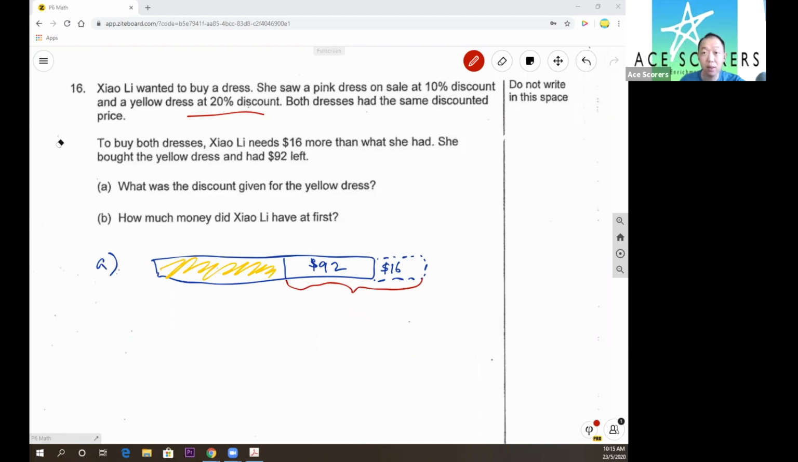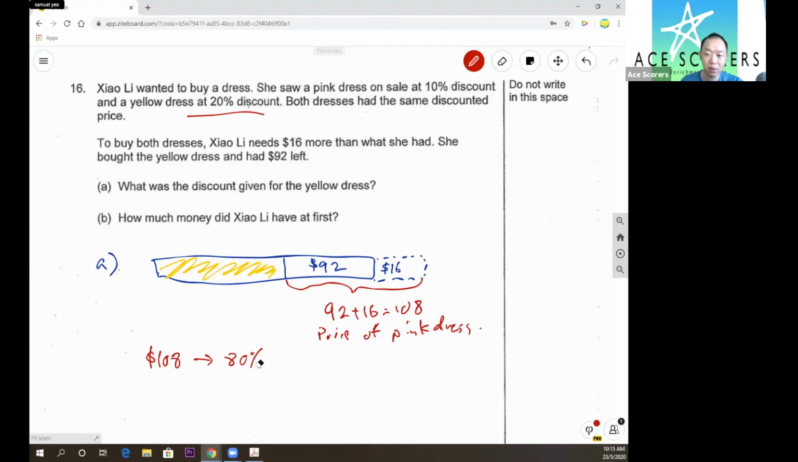Let me do first. So if you take 92 plus 16 equals 108, that's the price of the pink dress. Now this is the price after discount. So there was a discount of 20%. That means this 108 is equivalent to 80% the price. 108 is 80% the price.